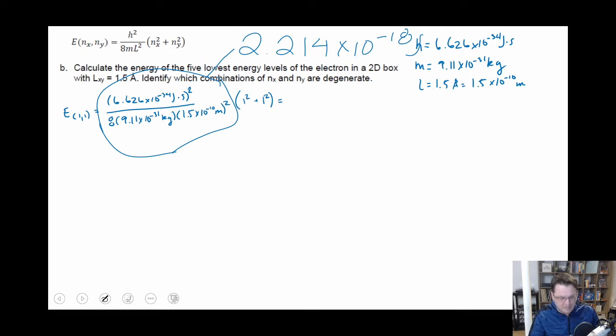So we know that first part is equal to 2.214 times 10 to the negative 18 joules, and we can multiply that by 1 squared plus 1 squared, which is just 2. And so what we get then is the value is 4.429 times 10 to the negative 18 joules.